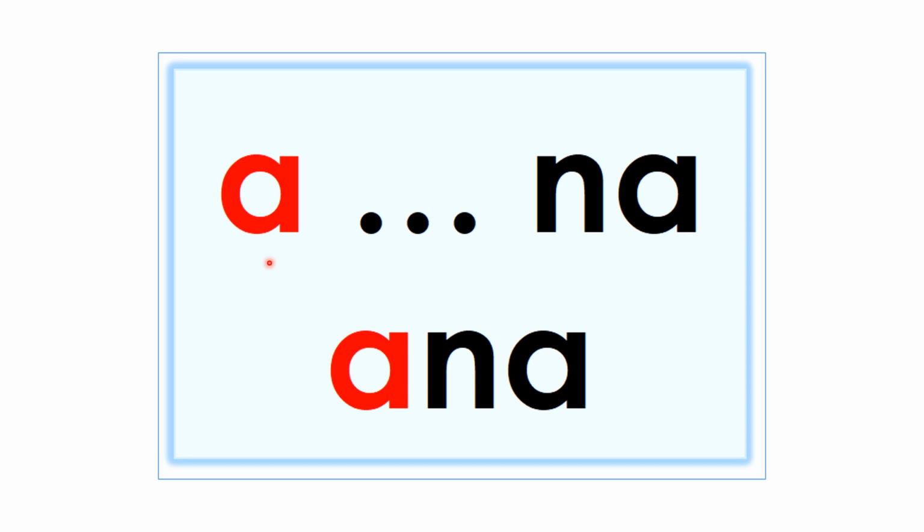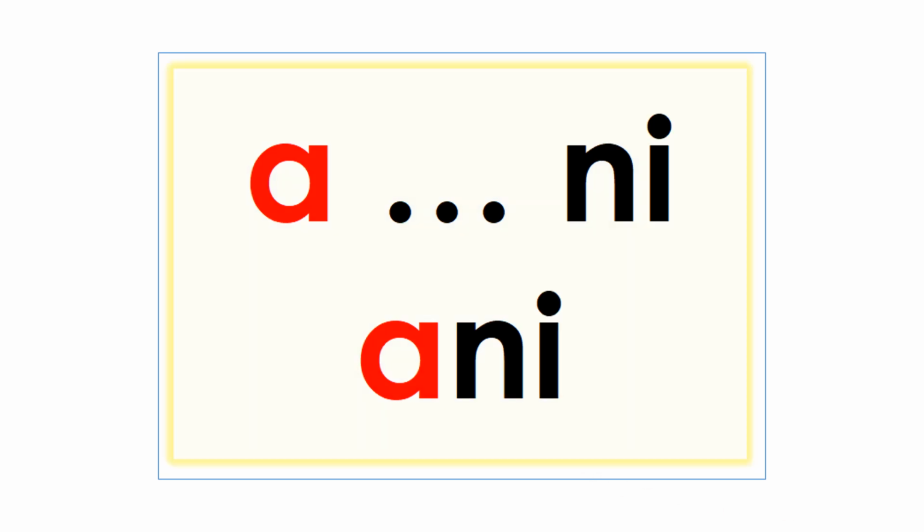Let's practice some more. Here we have A. And here we have a suku kata with two letters. This is Na. So put them together, we have A, Na. A, Na. Anna is someone's name.